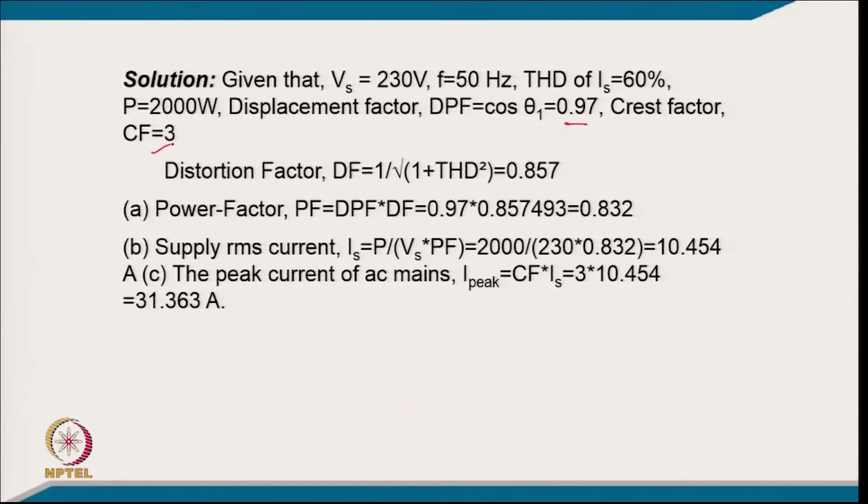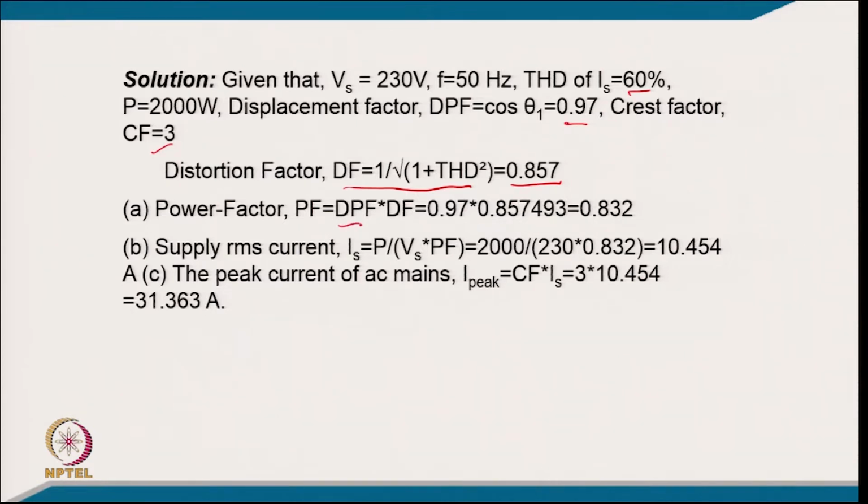You can call it the distortion factor. The relation between distortion factor and THD is 1 upon under root of 1 plus THD square. So, once we know the THD, that is 60%, meaning 0.6, you can keep it here, and you will get a distortion factor of 0.851. In a sine wave it would have been unity.